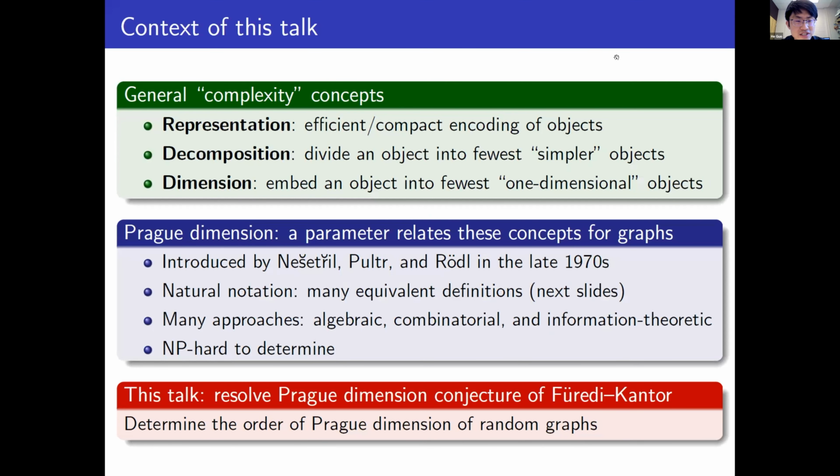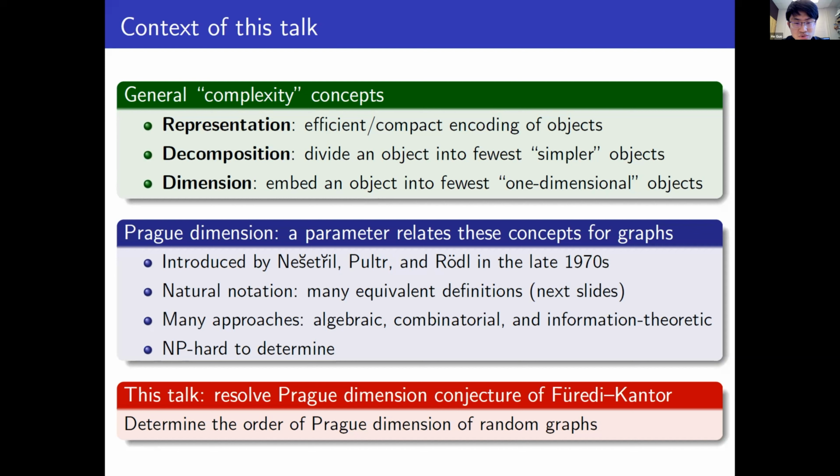Before I give you a formal definition, let me give you some intuition about the Prague dimension. Actually, the Prague dimension is related to these three aspects. It is related to the representation problem, where people are trying to find some efficient encoding of objects. And it's also related to the decomposition problem, as Kellen has talked about, where people try to divide an object into the minimum number of simpler objects. For example, we try to divide the edges of G(n,p) into cliques. Because the Prague dimension is kind of a dimension where people try to embed an object into the minimum number of one-dimensional objects. Okay, so I will introduce the formal definition of Prague dimension in the next slide.